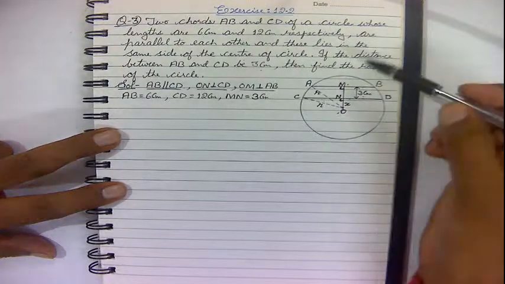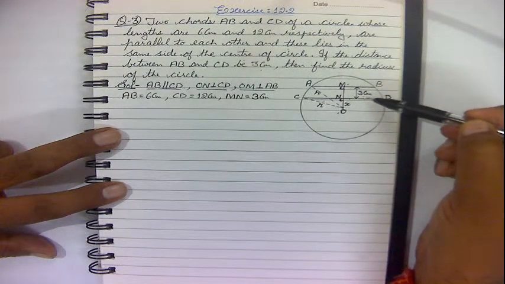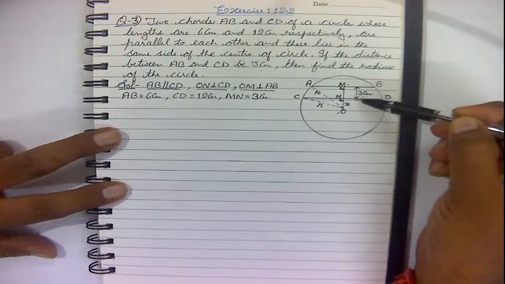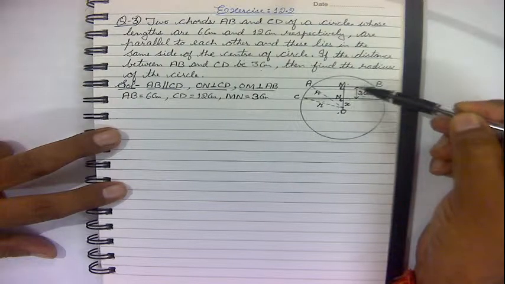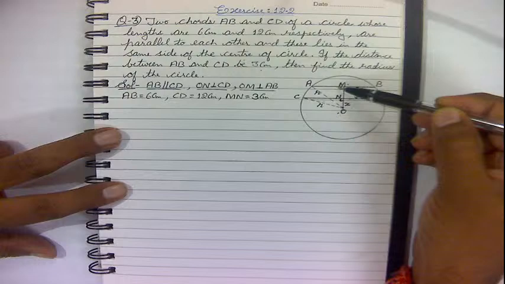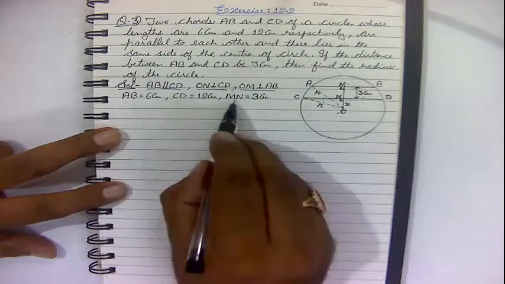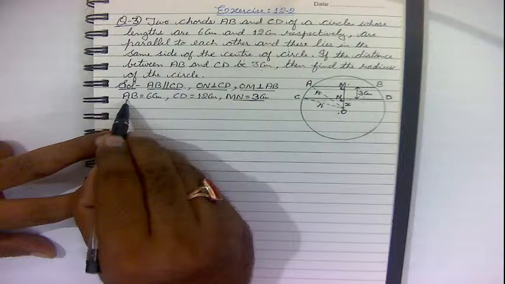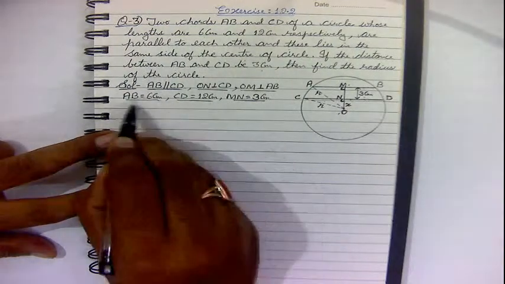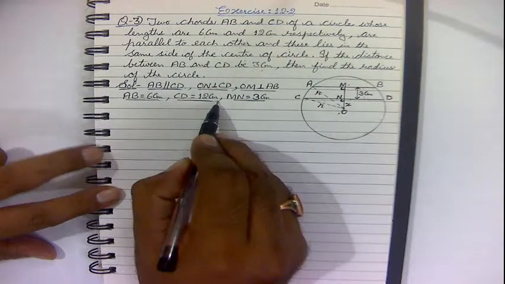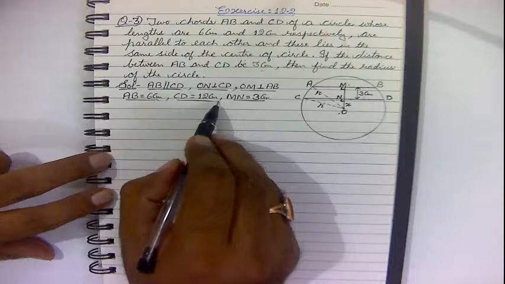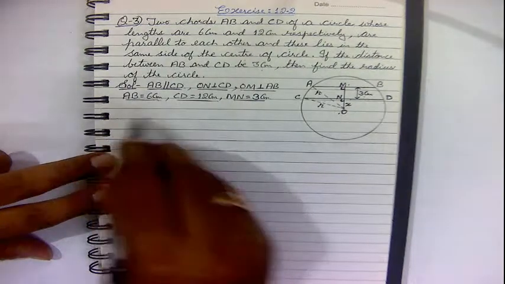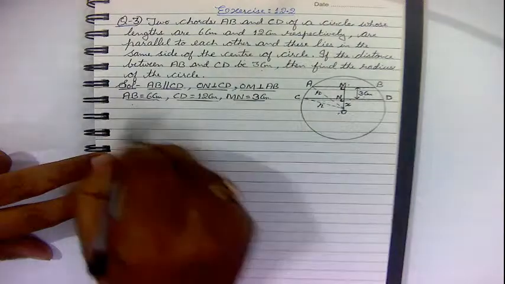And when it is given that AB and CD, the two line segments, they are at a distance of 3 cm, it means this is again the perpendicular distance. तो MN जो है वो क्या हो जाएगा? 3 cm. अब हमें क्या गिवन है? दो कॉर्ड्स हैं, दोनों की लेंथ दी हुई है. AB is equal to 6, CD is equal to 12 cm. Now here what we have to find out is we have to find out the radius.